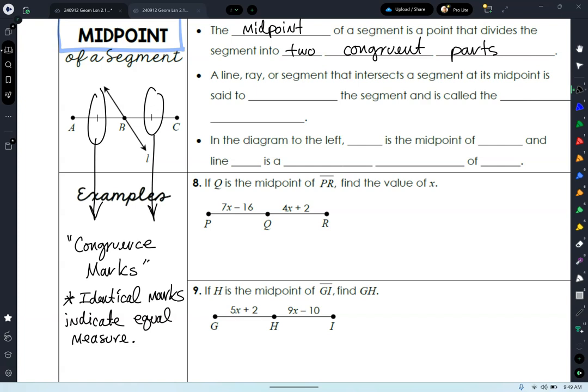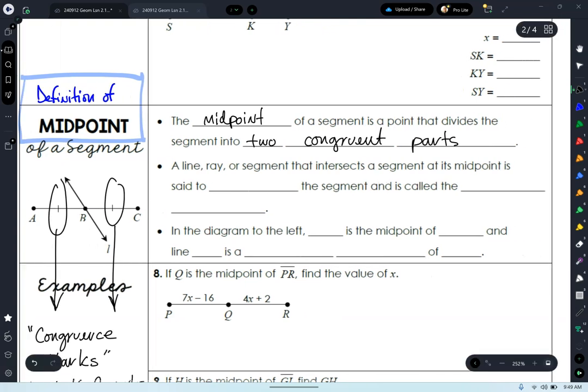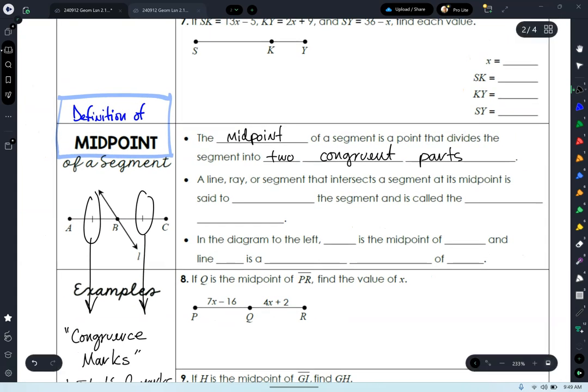So you can see in between the endpoints of segment AB, there's a single hash mark. And in between the endpoints of BC, there's a single hash mark. And so whatever that measure is from A to B, we know it's the same from B to C because of those hash marks. And if A to B is the same as B to C, then B is in the dead middle of AC, and therefore it's a midpoint. Now, a line, a ray, or a segment that intersects another segment at its midpoint is said to bisect that segment, and it's called the segment bisector.